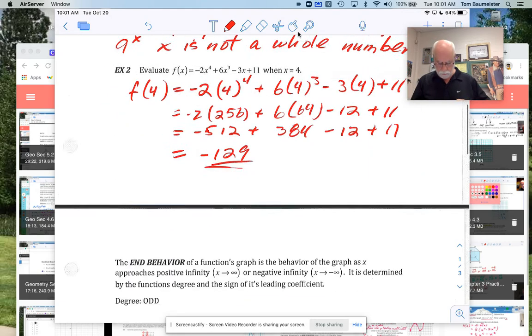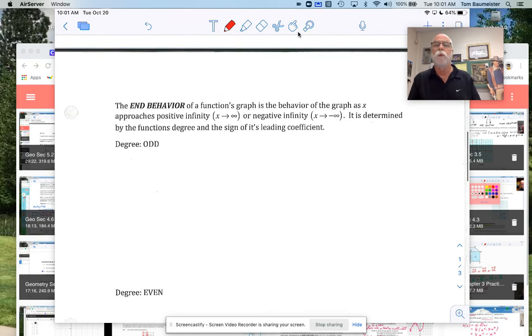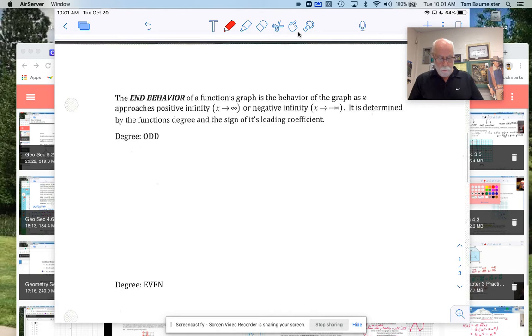All right. Now, end behavior is going to be something important. We're going to see more about it tomorrow. But the end behavior of a function's graph is the behavior of the graph as x approaches positive infinity or negative infinity. Again, in parentheses, I have there x goes to, the arrow means goes to. It is determined by the function's degree and by the sign of its leading coefficient.